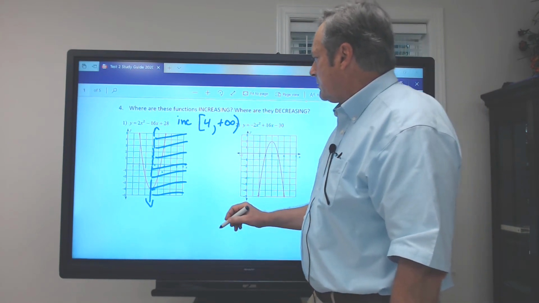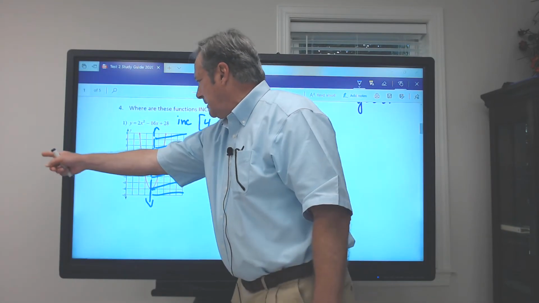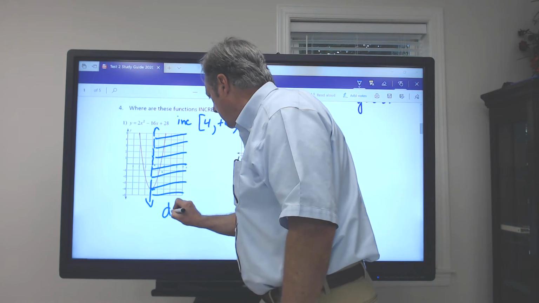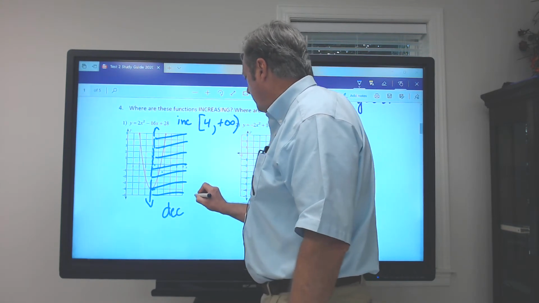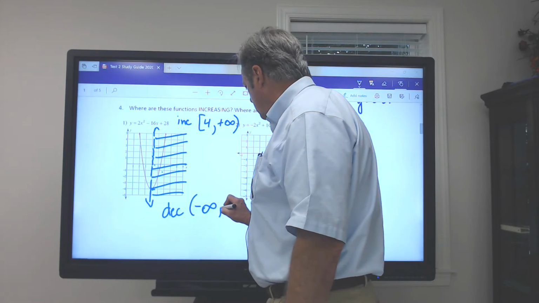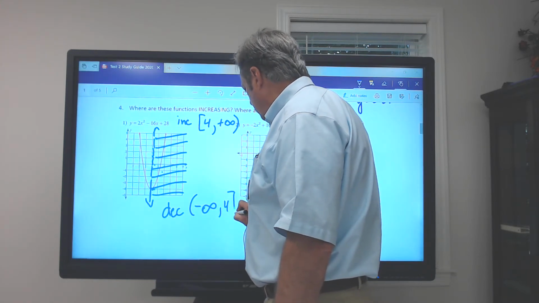Where does it decrease? Well, it decreases all on that side. So it decreases from, open parenthesis, negative infinity to positive 4.